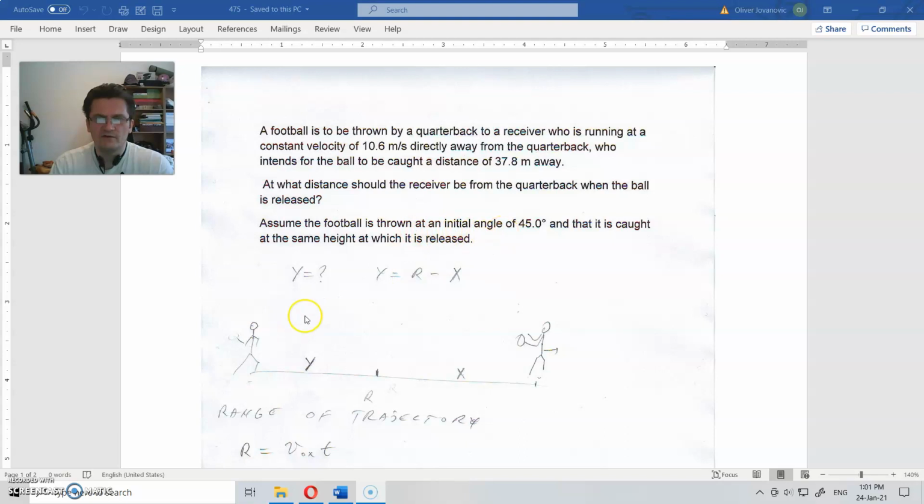Assume the football is thrown at an angle of 45 degrees and caught at the same height as the release. So this is the range of a projectile. You have one projectile, and from here to here is the range, and that range is Vox times t. T is the time of the flight, and Vox is the horizontal component of the speed, and that is constant because there is no force exerted in the horizontal direction after the ball leaves the hand. So for the horizontal motion, the equations are for constant motion.